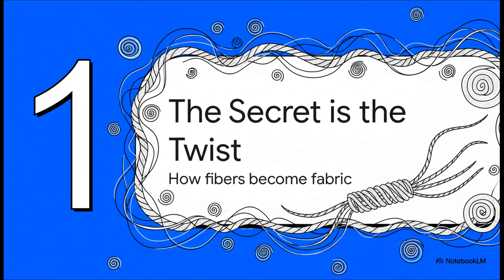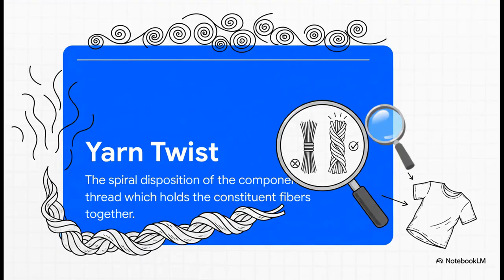The big secret to turning all those flimsy little fibers into a strong, durable thread is actually pretty simple. It's the twist. Yeah, the official definition calls it the spiral disposition of the components, which sounds a little scientific. But in plain English, it just means twisting loose fibers together in a spiral. That's it. This simple action creates friction and tension, and that's what locks them all together into one strong unit. Without this twist, your t-shirt would literally be nothing but lint.